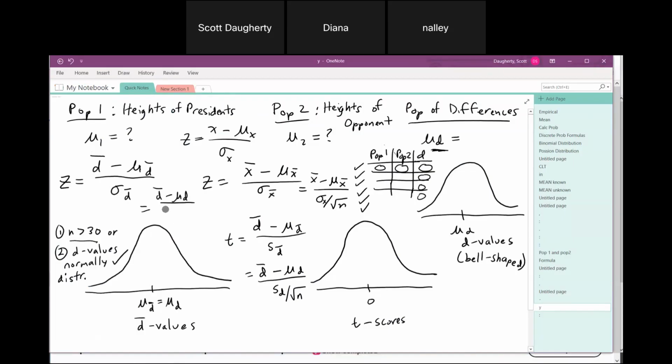This standard deviation here is simply the original standard deviation of the d values from here divided by the square root of n. Okay, so it's no different than that. We're just using a d instead of an x. Label that d bar, and then this would be sigma sub d divided by the square root of n, right? When you substitute for sigma sub d bar, which is the standard deviation down here.